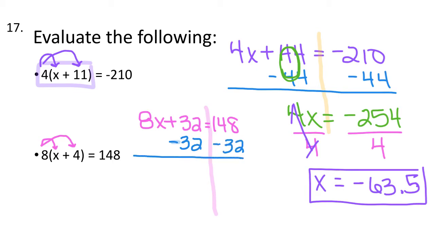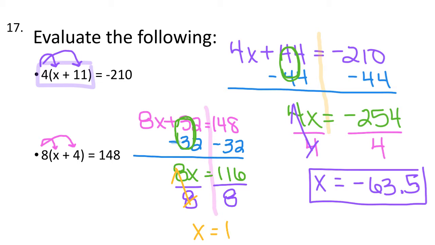When we do this, the positive 32 and negative 32 zero out, leaving us with 8x is equal to 116. Now we need to divide both sides by the 8 to get the x alone. 8 over 8 is equivalent to 1x, and that is equal to the quotient of 116 divided by 8, which is 14.5. So in our second problem, the x is equal to 14.5.